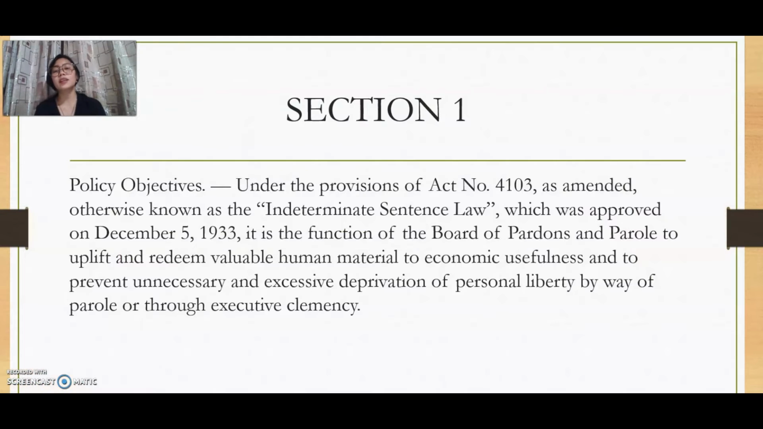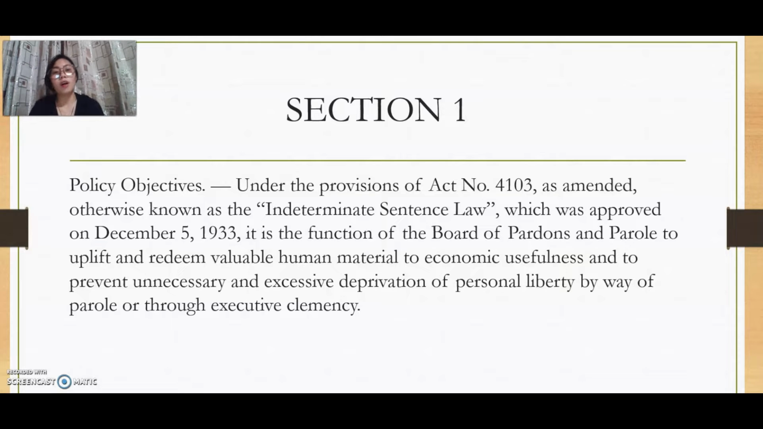So next, in Section 1, it is a policy objective. As I mentioned before, it is the Probation Act number 4103, otherwise known as the Indeterminate Sentence Law. It is a function of the Board of Pardons and Parole to uplift and redeem valuable human material to economic usefulness.